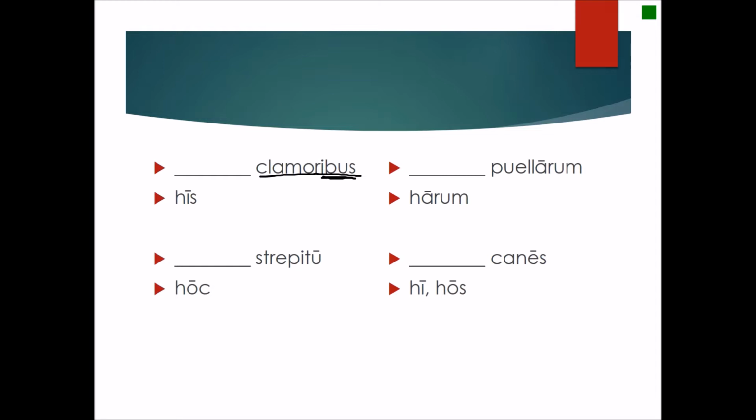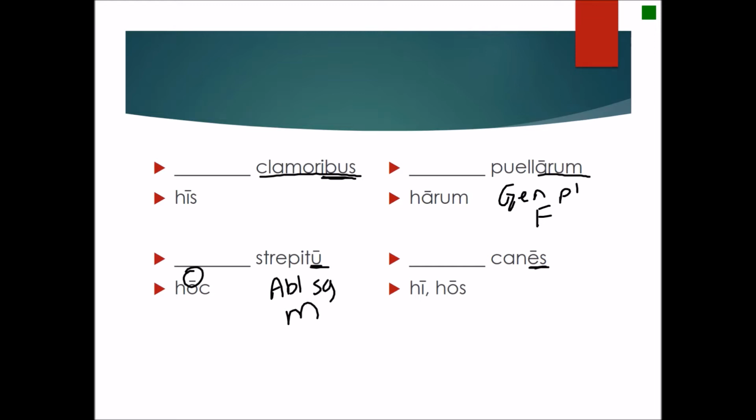The answers are up on the board. Discipuli, strepitu is a fourth declension word, and this one happens to be ablative singular and masculine, giving us the required form of hoc, the one with the macron. Puellarum is a first declension word in the genitive plural, and girls are of course feminine.